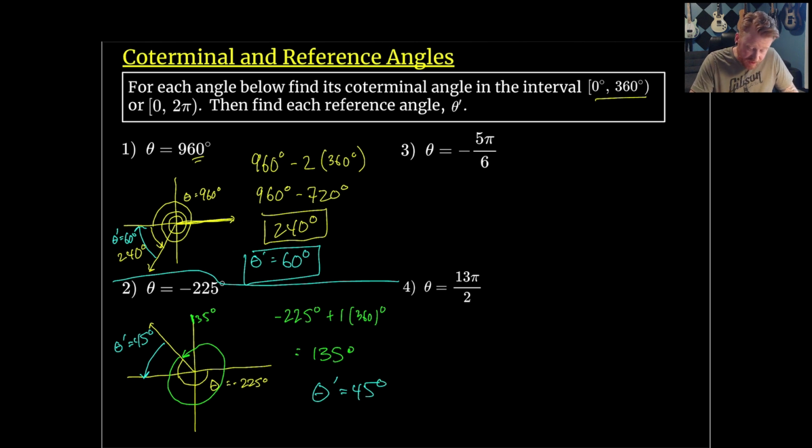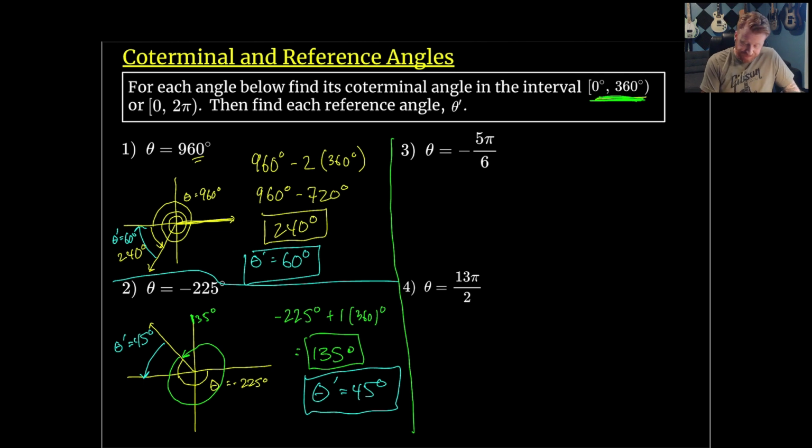And we'll be using reference angles more later on. Right now we're just finding them, which seems like a cool trick, but we will be using them later on. So the coterminal angle in the interval that we're asked is 135 degrees, and we've got a reference angle of 45 degrees.